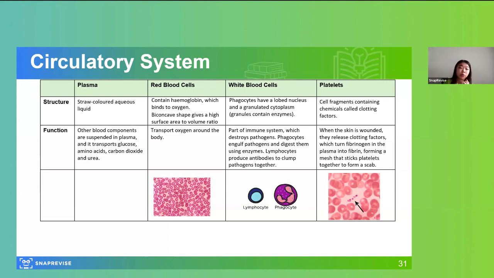When your skin is wounded, for example, you get a cut on your arm, it's going to start bleeding. These platelets release clotting factors, which turn fibrinogen in the plasma into fibrin. This then forms a mesh that sticks the platelets together to form a scab. This is why you stop bleeding. They form a scab, a protective layer, so you're not bleeding all the time. That's what platelets do. I hope that is clear.